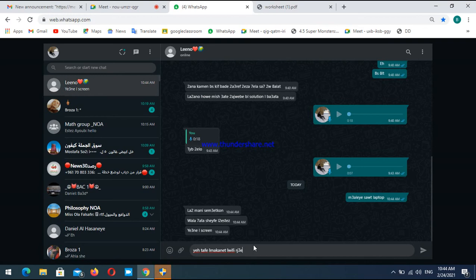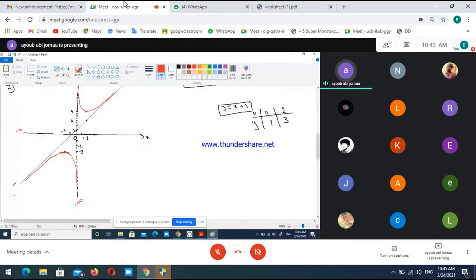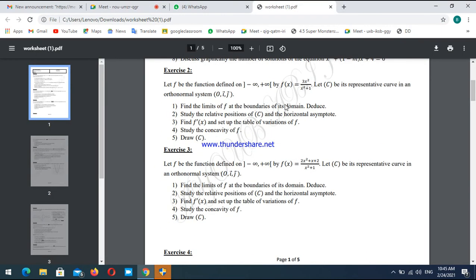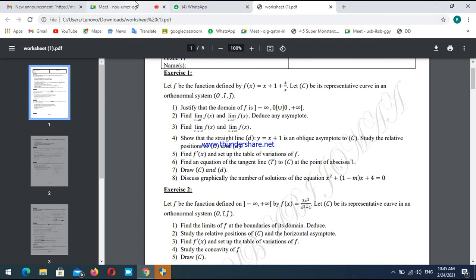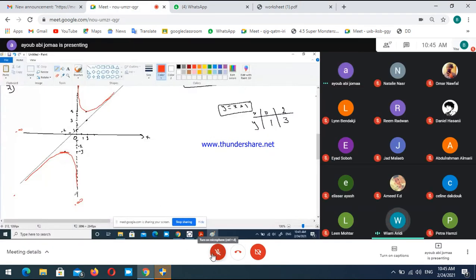The graph starts from the oblique asymptote, increases to the maximum, and then decreases to the vertical. Right? Starts from the oblique, increases to the maximum, and then decreases to the vertical.